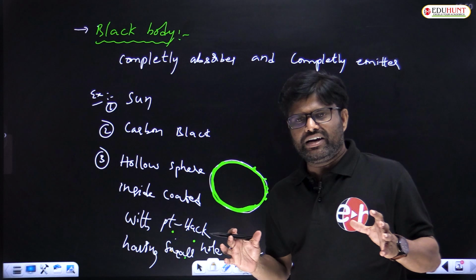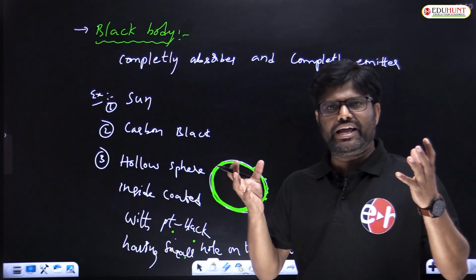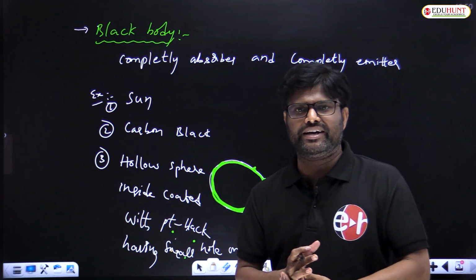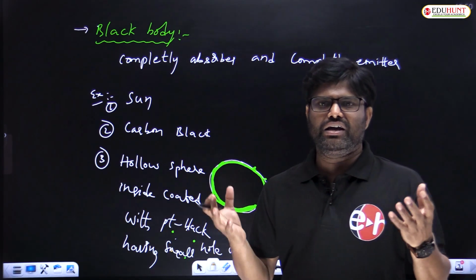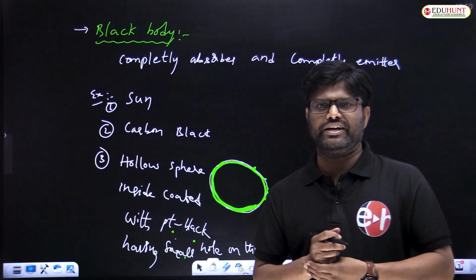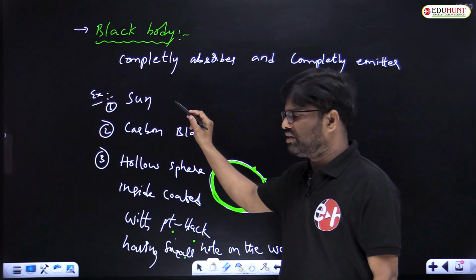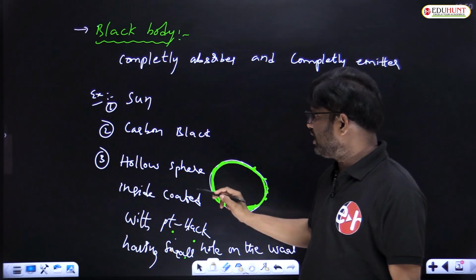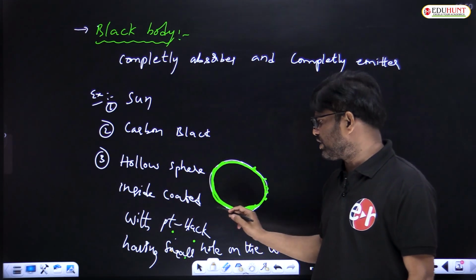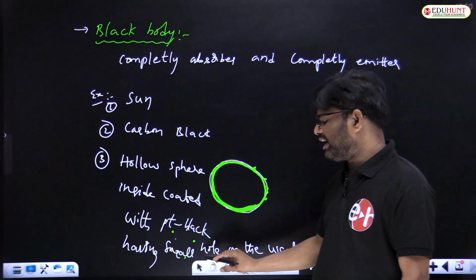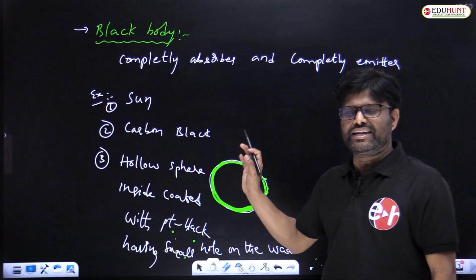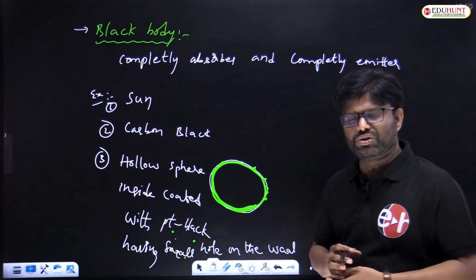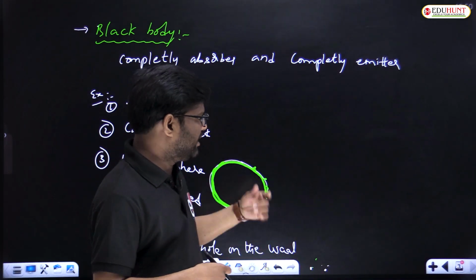So what am I telling here? Black body definition means it absorbs all types of electromagnetic radiations and also emits all types of electromagnetic radiations. Examples: the Sun, carbon black, and a hollow sphere inside coated with platinum black and having a small hole. So these are the three examples of a black body. Let's go to the next topic.